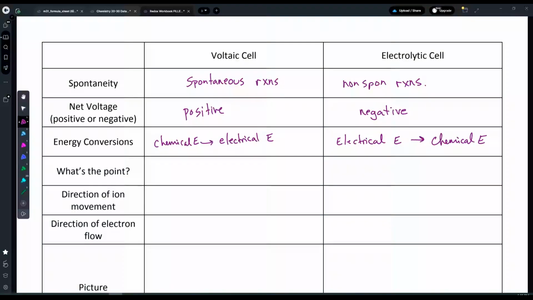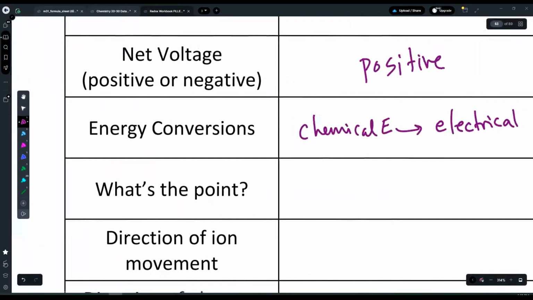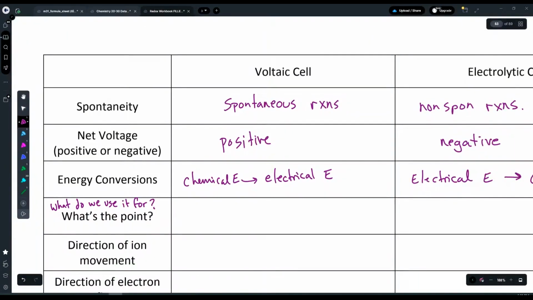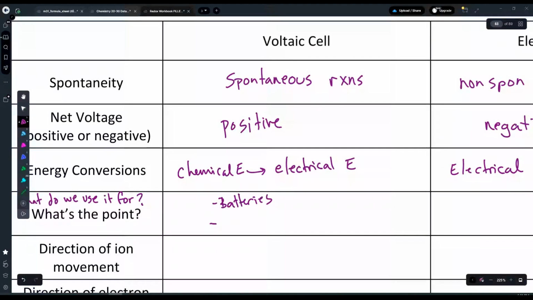Okay, so what's the point? That's basically just asking, okay, what do we use it for? Okay, so for voltaic cells, we use those as batteries, and something called a sacrificial anode, which we'll learn in a future lesson.